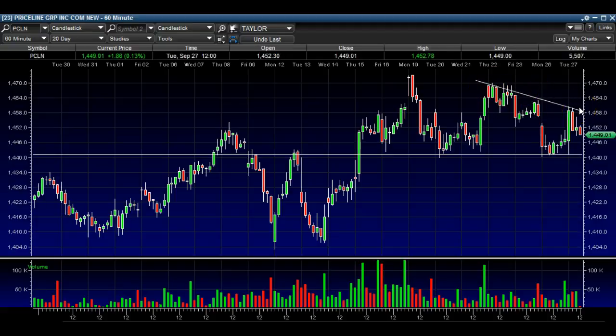This is also the Priceline hourly chart, so just be aware of that. We've got this downtrend line as resistance, and then we've got support down here at 1440. If 1440 breaks on the hourly chart, we should see a nice move to the downside, because as you can see, this is a very key level right here. So just be aware of the downtrend line and the support at 1440, and you should do just fine.